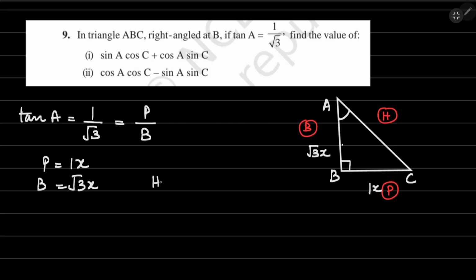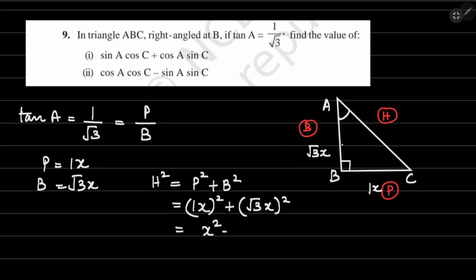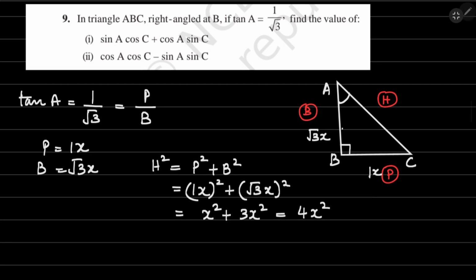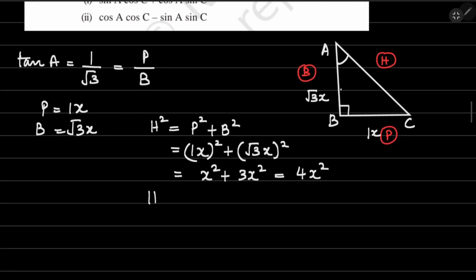Let us calculate the hypotenuse. H square equal to P square plus B square. What is P square? So 1x the whole square plus root 3x the whole square. Okay, so this is x square plus 3x square, which is 4x square. Therefore, h is equal to plus or minus root of 4x square, which is 2x. This is your hypotenuse. Okay, so therefore you can write h is equal to 2x.